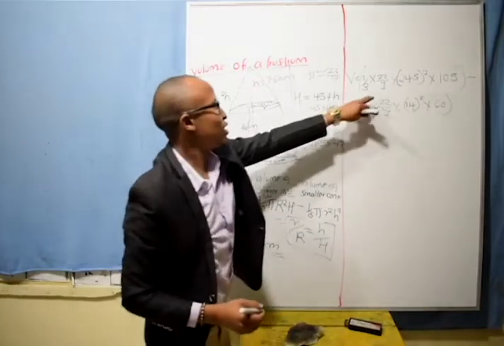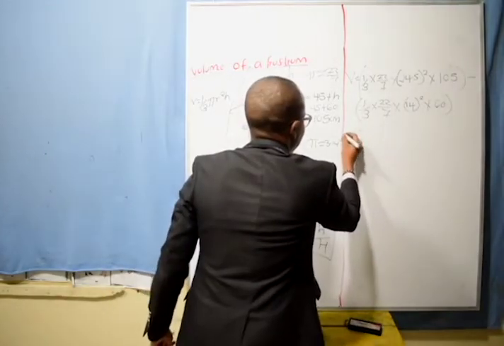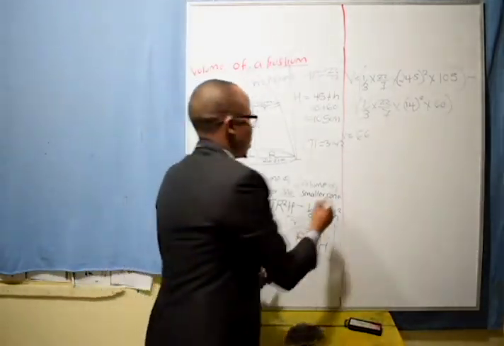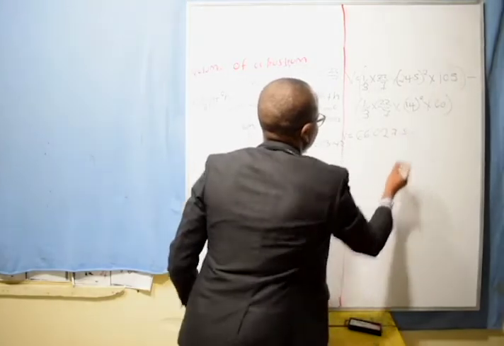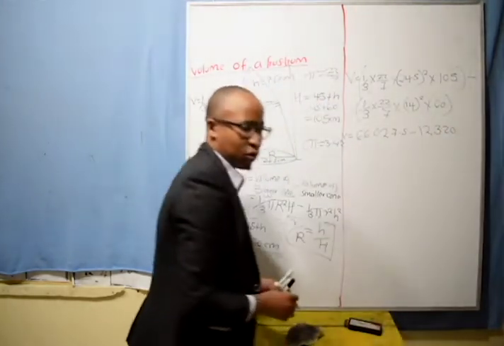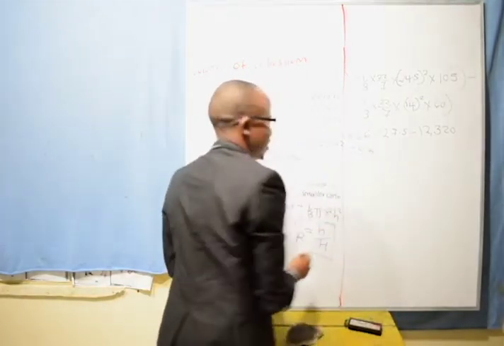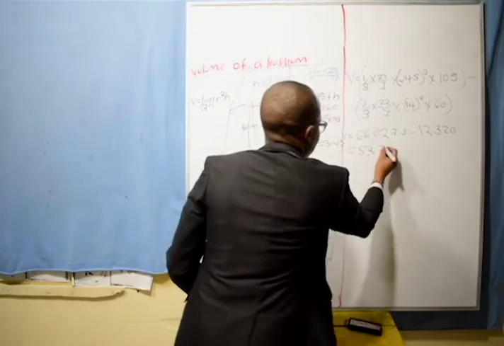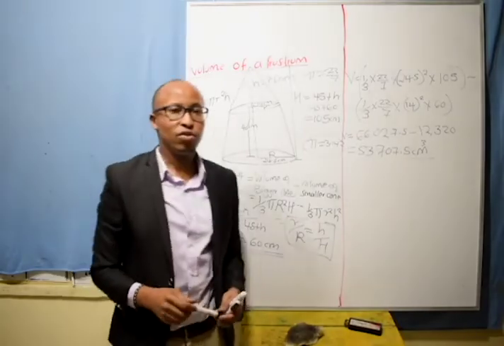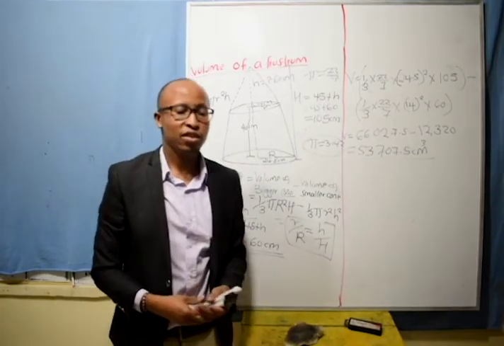So if you use your calculator well, the volume of the bigger cone is equal to 66,000.5 minus 12,320. If you subtract with your calculator well, it becomes 53,000 centimeters cubed. That is your volume. So that's the volume of a frustrum. Hope you have enjoyed my class. Do more examples to get it clear. Thank you.